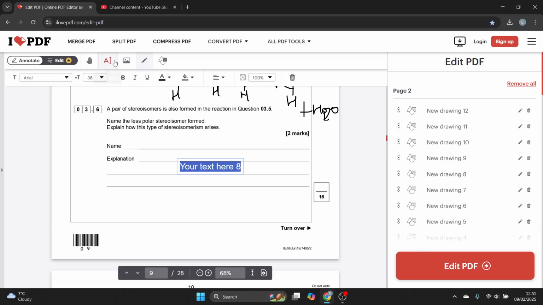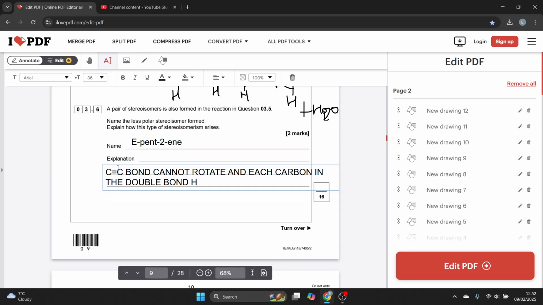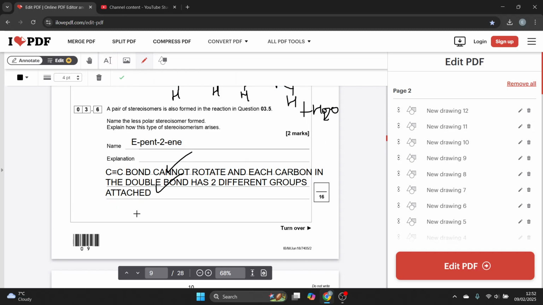3.6 Stereoisomers are also formed in this question. In reaction 3.5, name the less polar stereoisomer formed. E-pent-2-ene. Explain how the type of stereoisomerism arises. The carbon-carbon double bond cannot rotate, and each carbon in the double bond has 2 different groups attached.